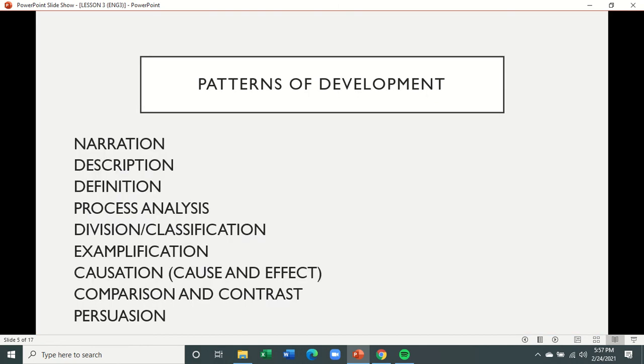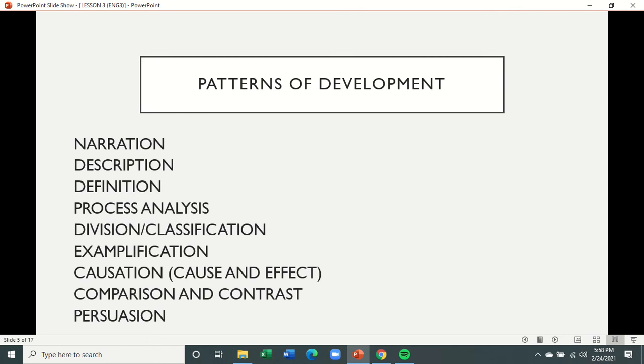So with the patterns of development, we have 10 patterns. We have narration, and the main purpose is to narrate. When we have description, the main purpose is to describe. Then we also have definition. The main purpose is to explain, however, through defining. Then we also have process analysis, which analyzes the process. And the fifth one is division or classification. In this case, you divide and classify the categories or group them according to their classification.